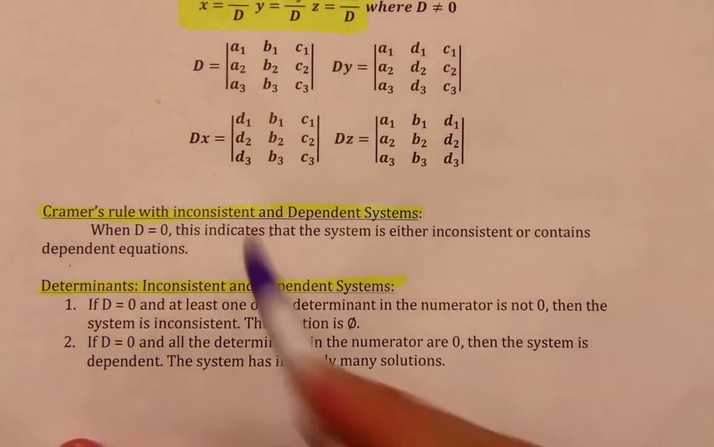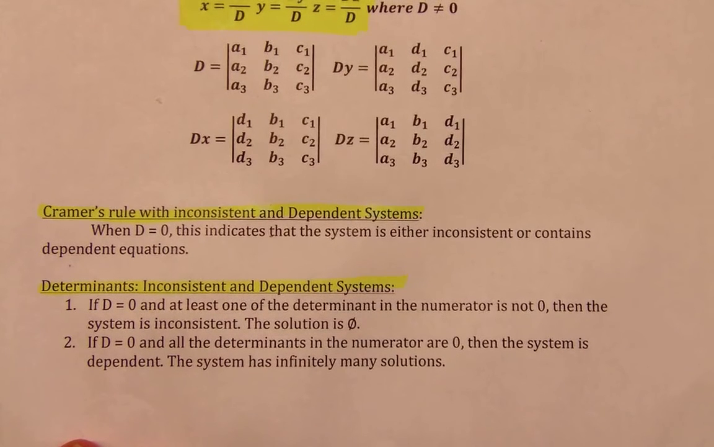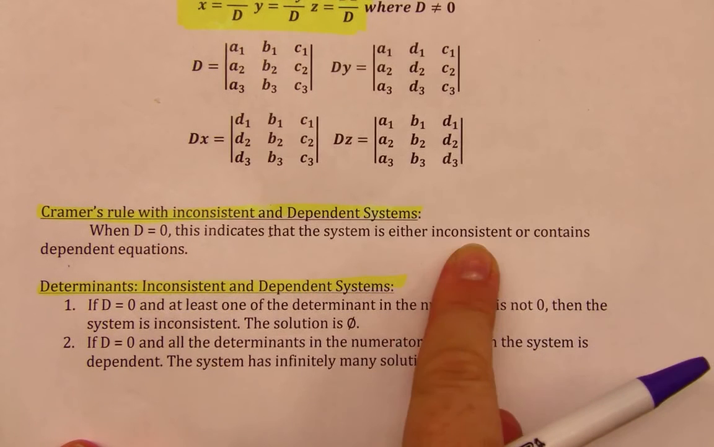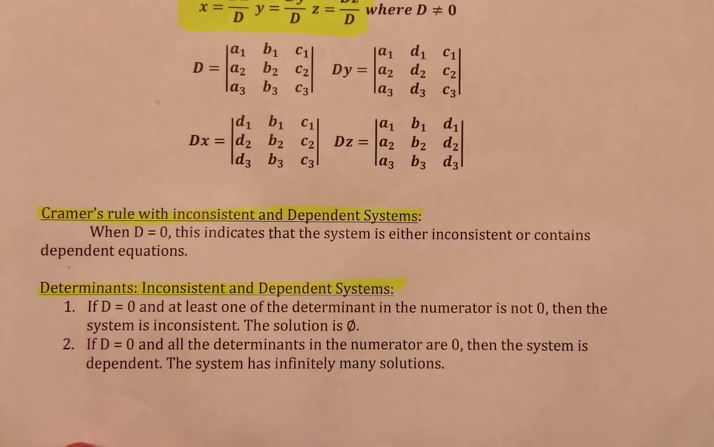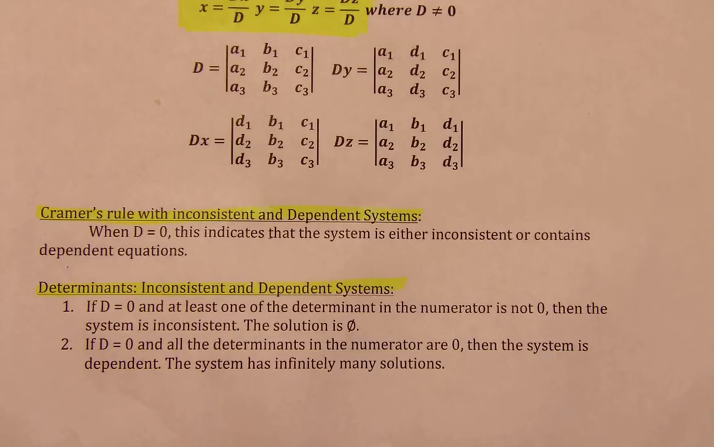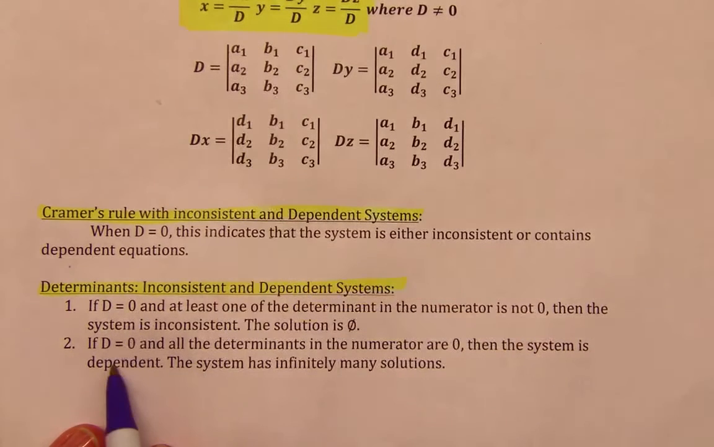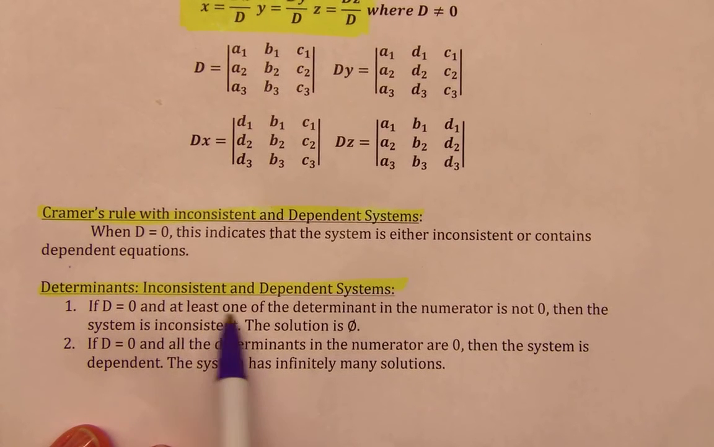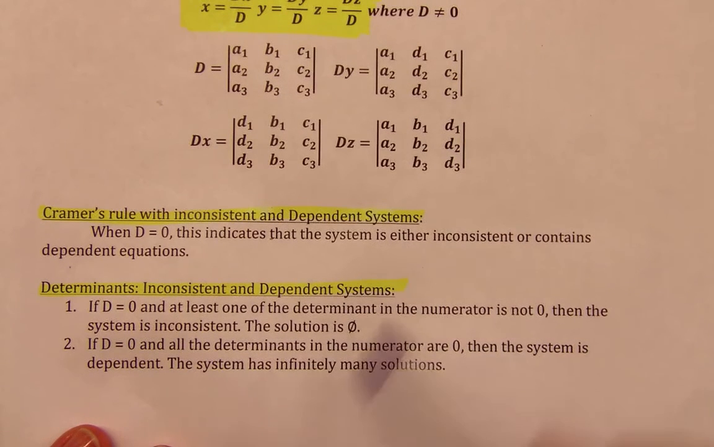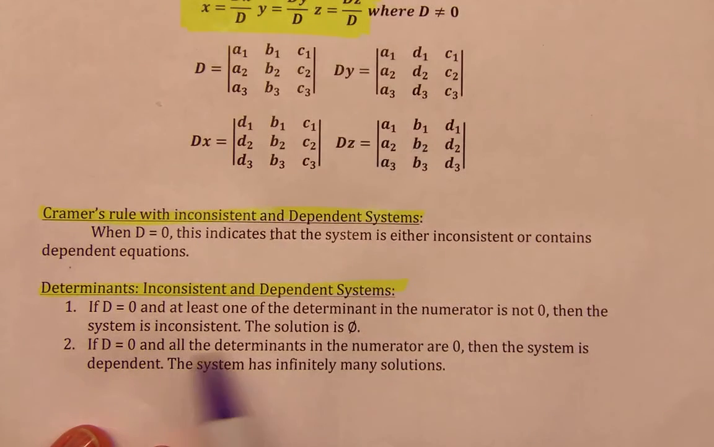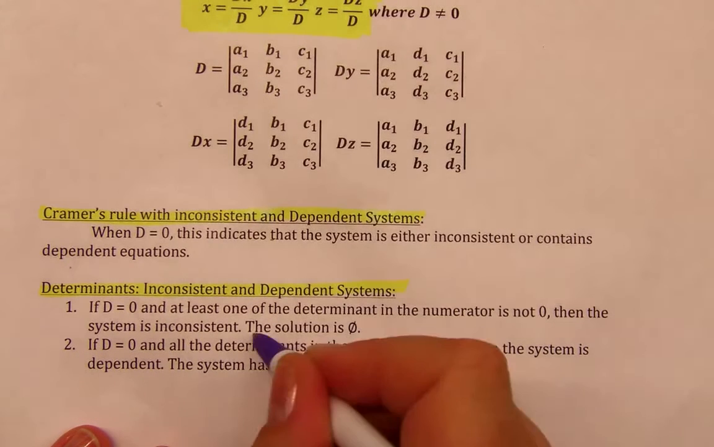What about if we have an inconsistent or a dependent system? If our d value is 0, then that means the system is either inconsistent or dependent. Now remember, we're talking about equations that don't intersect, have no solutions, or infinitely many solutions. So if d equals 0, this main determinant, and at least one of the other determinants is not 0. So this could be 0, this could be 0, but if this is not 0, then that means the system is inconsistent and there's no solution.